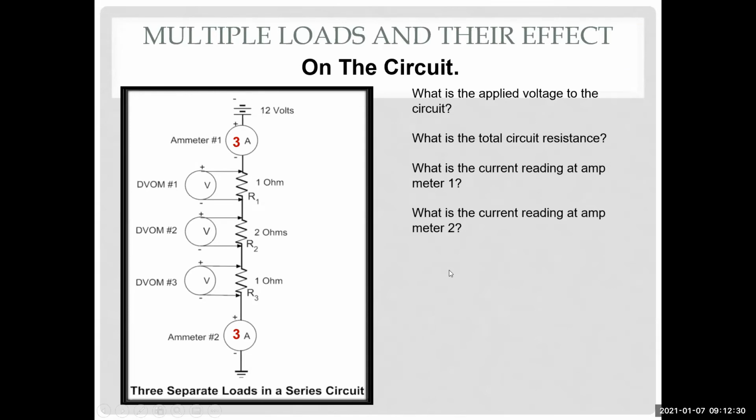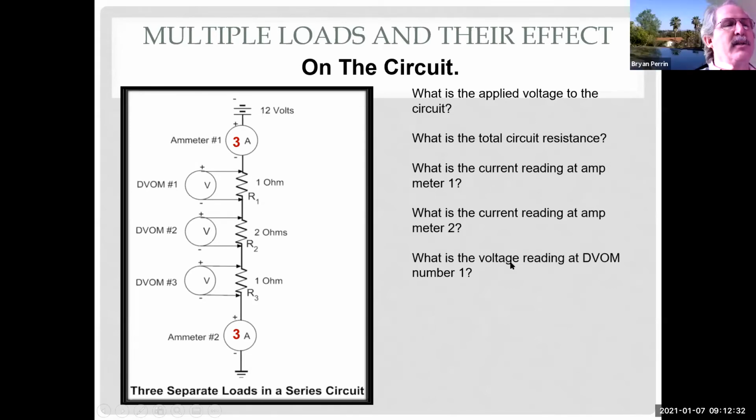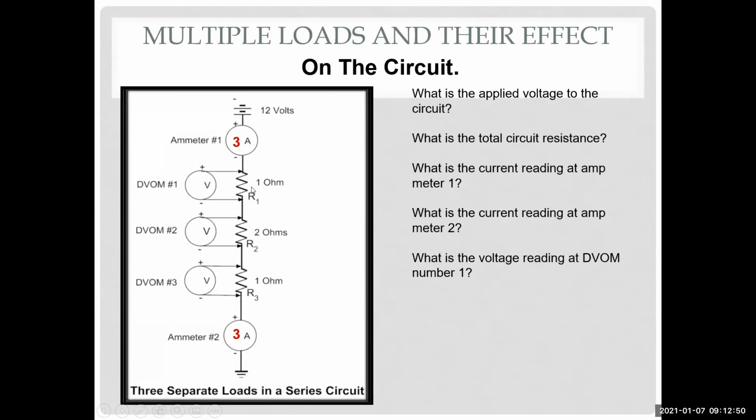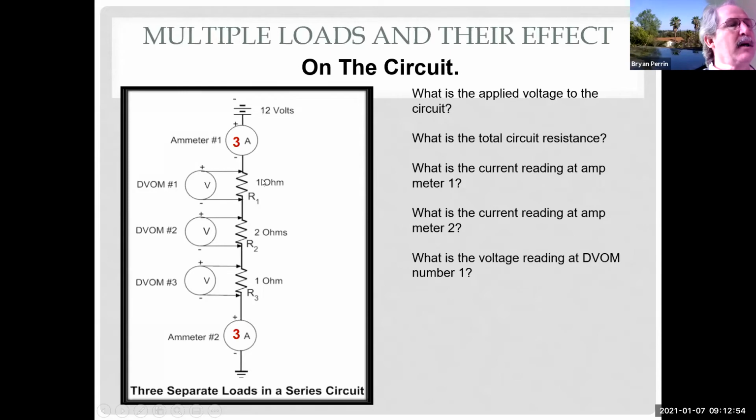So now, what is the voltage reading at DVOM number 1? 12? Well, if it's 12, what do the other guys get to eat? 0? Well, they can't have 0. We can't starve them. We've got to spread it out. Is it 3? Yeah, 3, because we take our current flow, our amps, times our resistance, and it comes up with 3 volts.